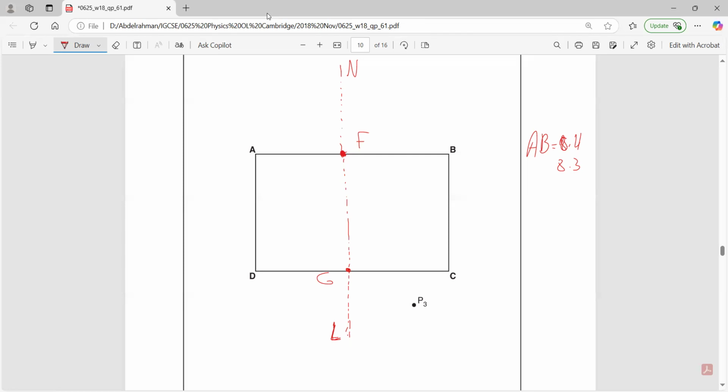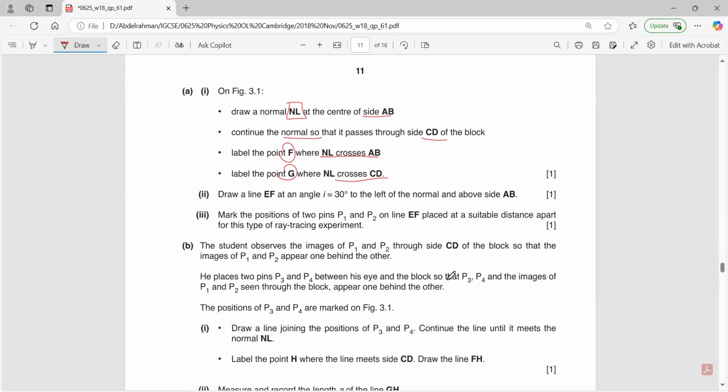Okay, this is the normal NL, point F, point G. That's it. Next point. He's telling me to draw another line, EF. Draw a line EF at an angle of 30 degrees to the left of the normal above side AB. I will name this line EF.